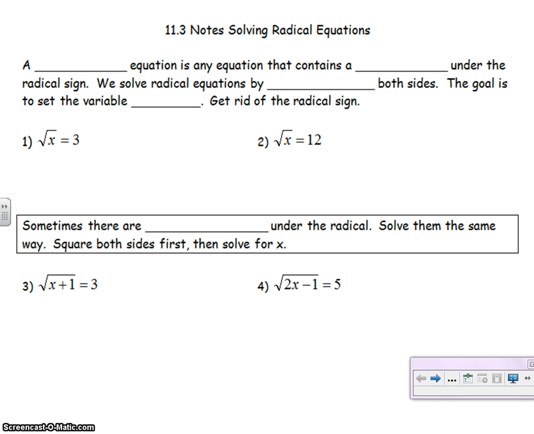Okay, we're going to talk about 11.3 notes, which is solving radical equations. A radical equation is any equation that contains a variable under the radical sign. We will solve radical equations by squaring both sides, and the goal is to get the variable alone.